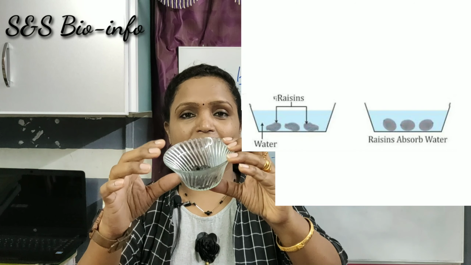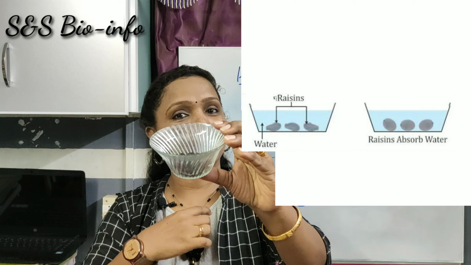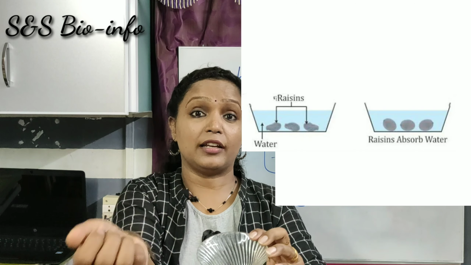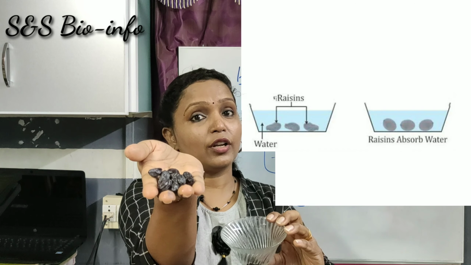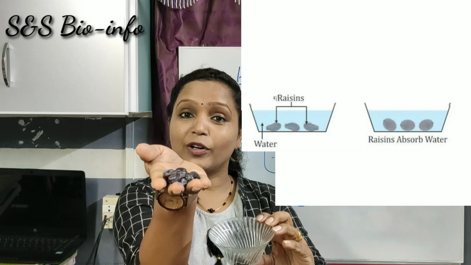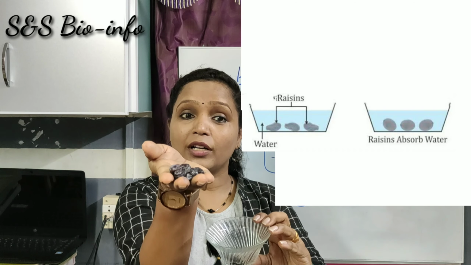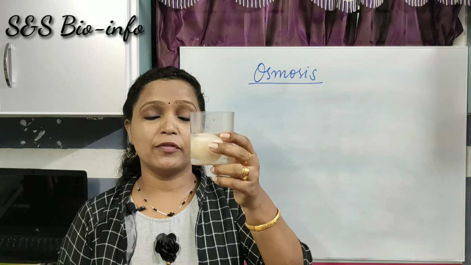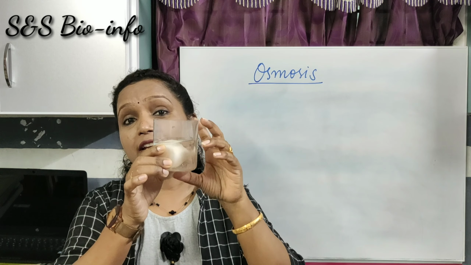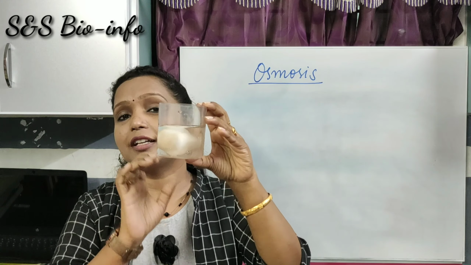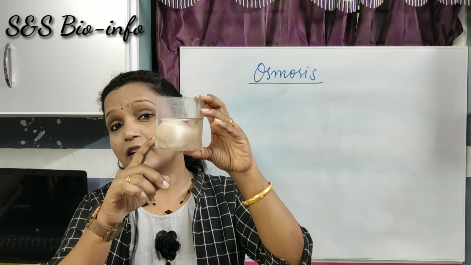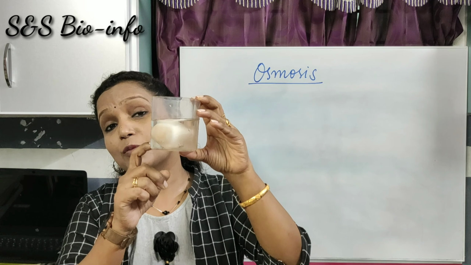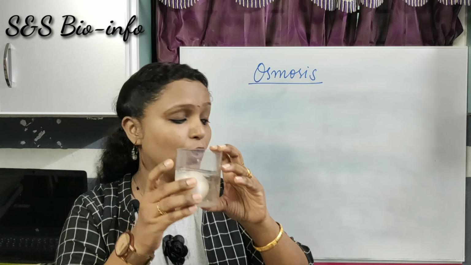So here you can observe the swollen raisins. I kept the raisins in water for a few hours, so it became swollen. Here what happened? Endosmosis. Water here moved into the raisins. What you have seen just before? You have seen a swollen egg when I kept the egg in water. So what happened here? Movement of water into the cell. That process is called endosmosis. What is it? Endosmosis.